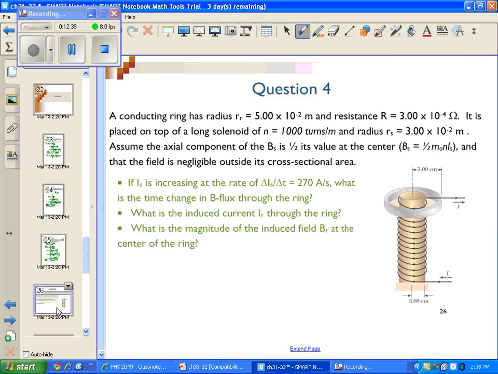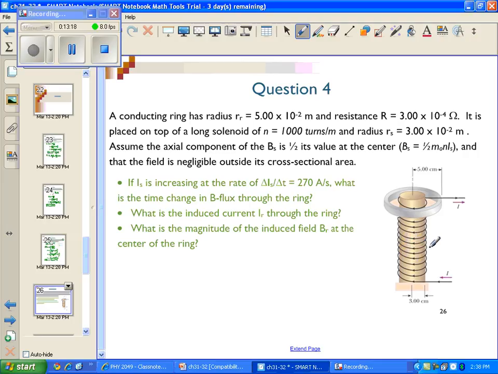Next question. Here we are given a conducting ring which is coaxial with a solenoid, and the solenoid is connected to a source of EMF so that there's current through the solenoid. But the current through the solenoid is going to be changing. In other words, the source of the EMF that is producing the current in the solenoid is variable. So a variable power box, for example.